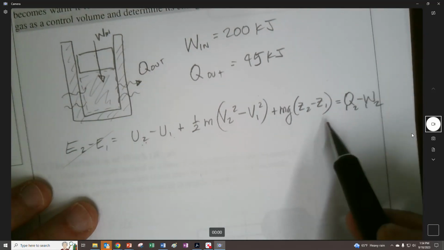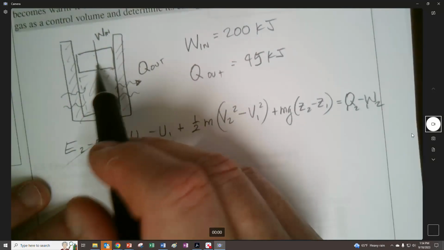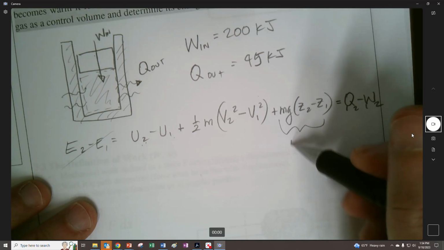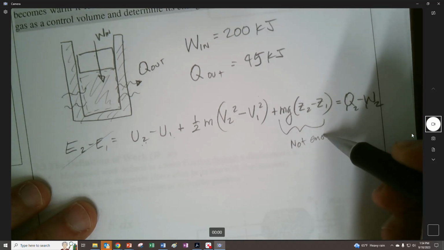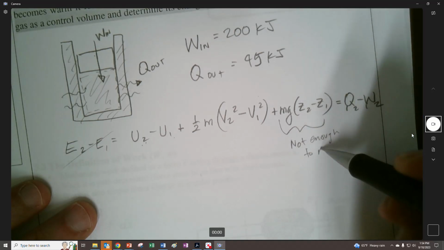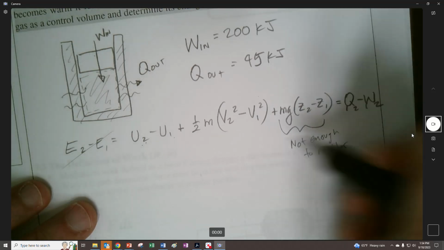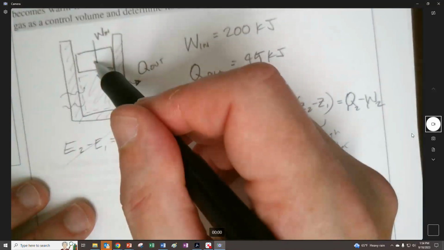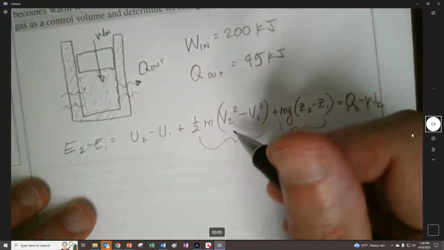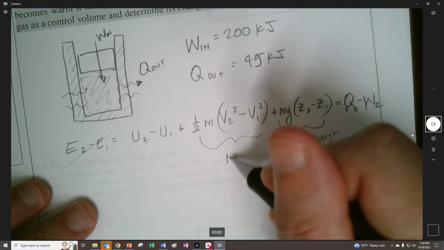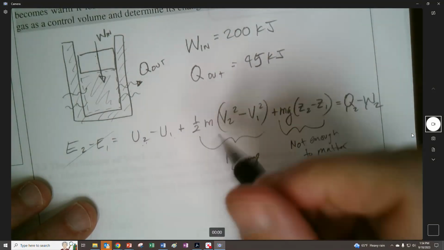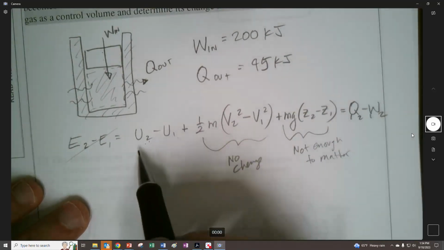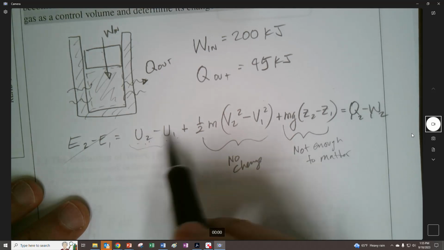So we're moving between the states. Well, let's say that the potential energy was not enough to matter. And we can assume for the kinetic energy that it started from rest, it moved, and then it stops from rest, right? So there's really no change. This thing happened between these two states. We're not assuming that dynamics is involved. So all we really have is what has happened to the internal energy.